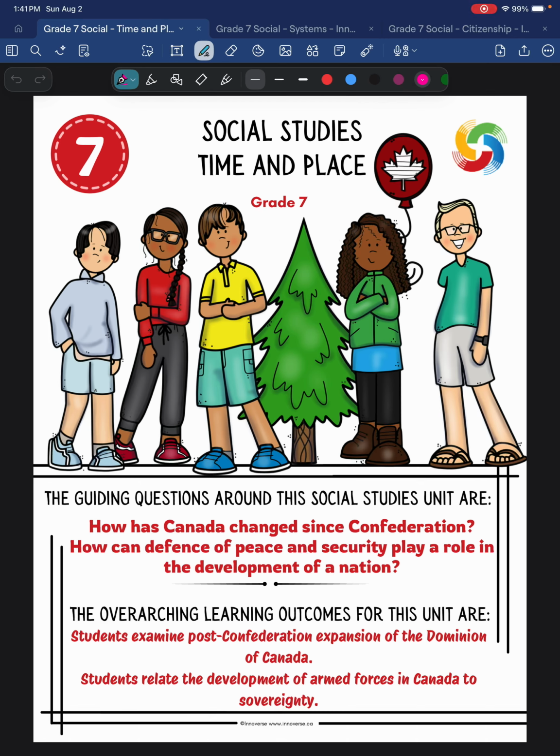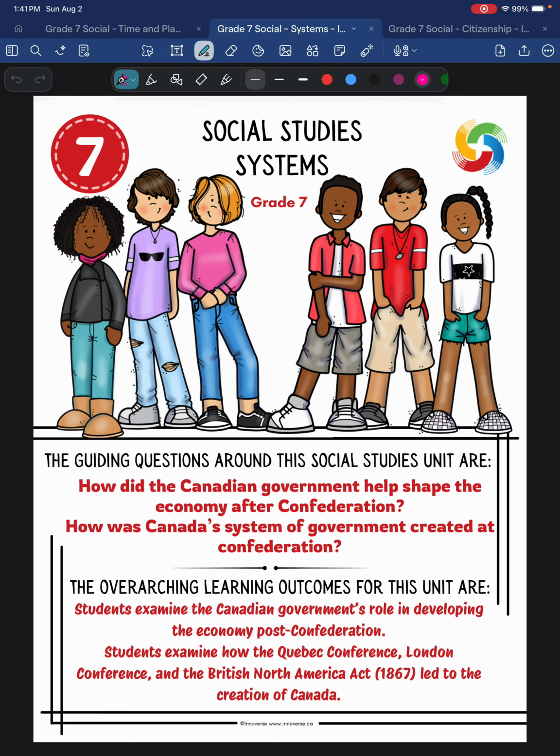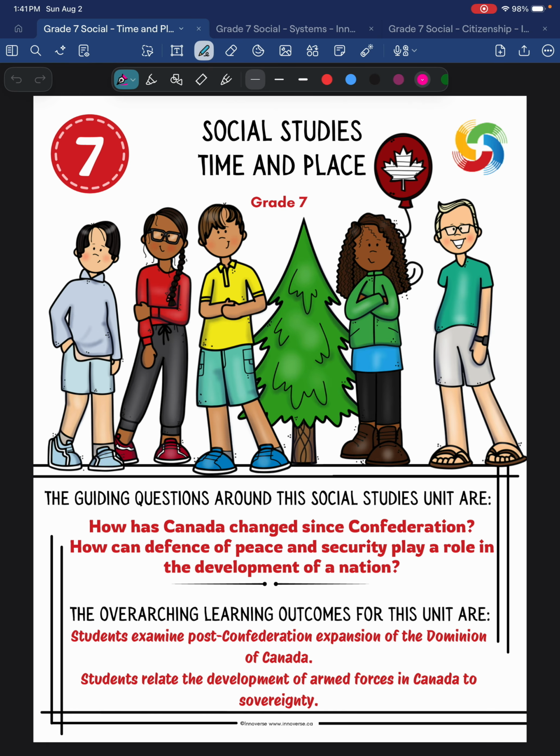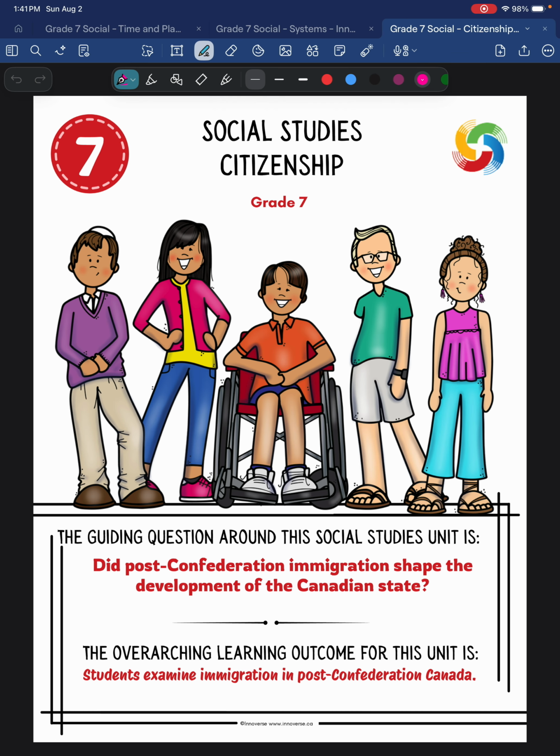Let's take a look at the bundle now of all of the resources for the new grade 7 social studies curriculum in Alberta. So I've got 3 booklets totaling 424 pages worth of content, covering the 3 themes that the curriculum is now divided into. So we've got time and place, we've got systems, and we've got citizenship.